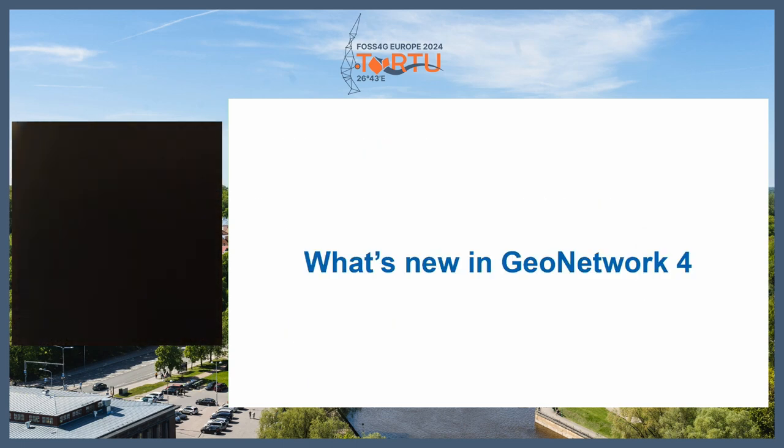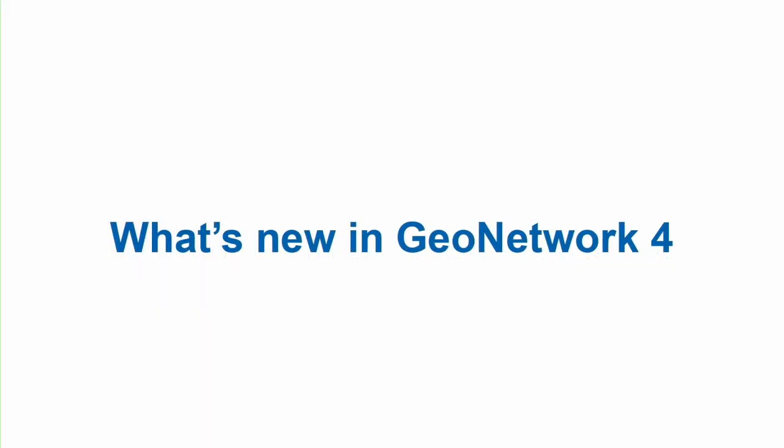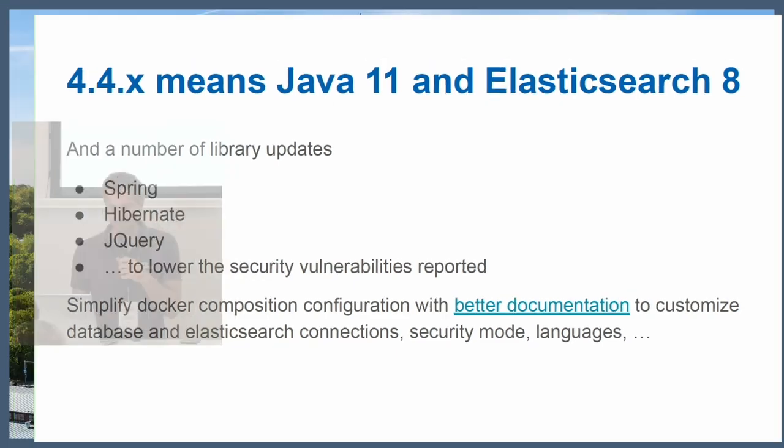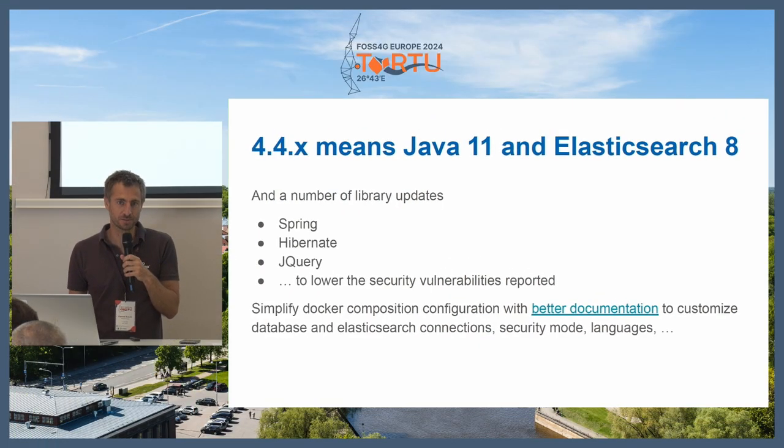So what's new in GeoNetwork? Thank you. So yes, thanks for the introduction, and we have been working a lot this year to update, improve, and enhance the experience that we want to provide with GeoNetwork. First, what is important is that we have launched this new branch 4.4.x, which means that we jumped from Java 8 to Java 11, so it's a big gap and a big step for the project. And we jumped as well to Elasticsearch 8, which is also a major release, and which brings new capabilities in the search engine.